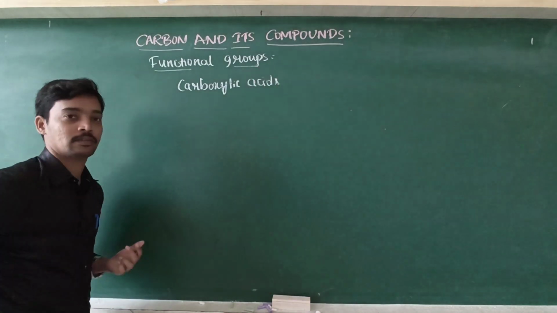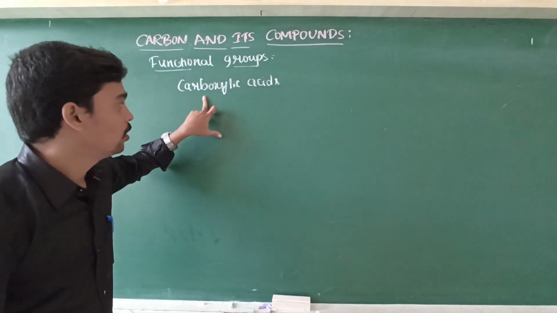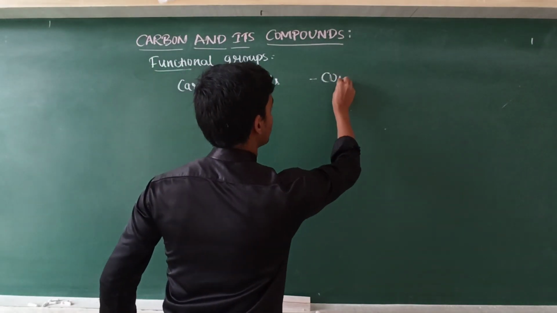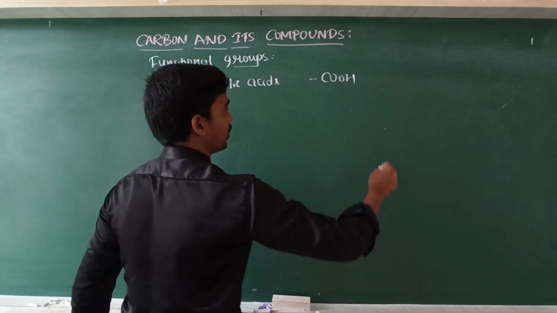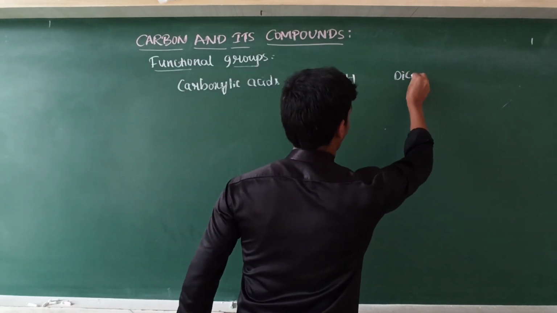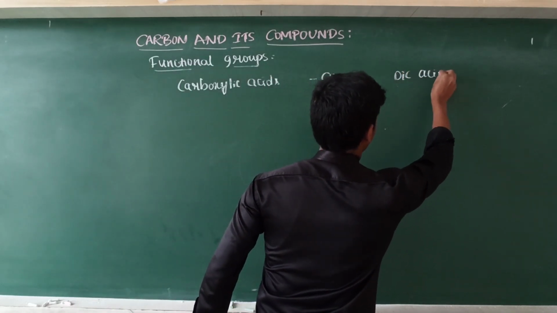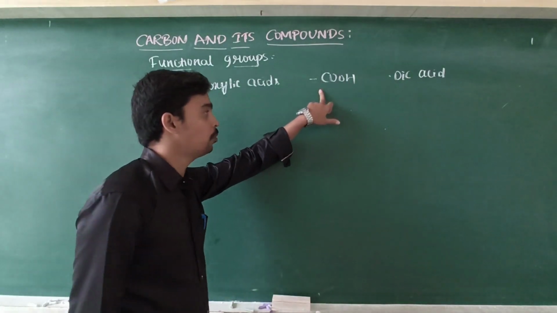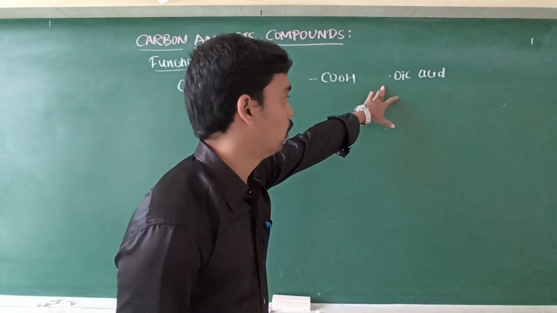Carboxylic acids. Okay. So the functional group carboxylic acids end with COOH and their names end with the suffix oic acid. Their functional group consists of the COOH group and their names end with oic acid.